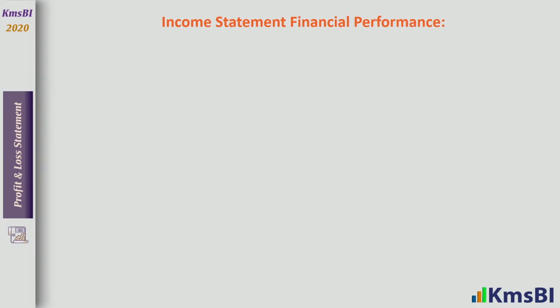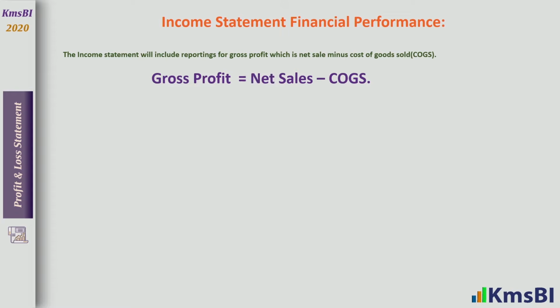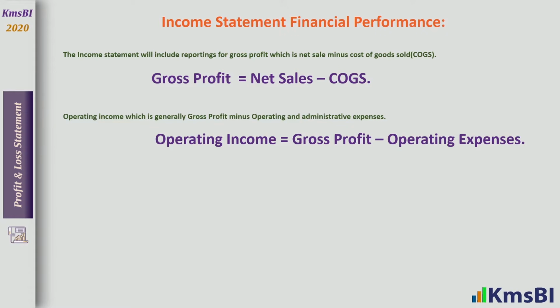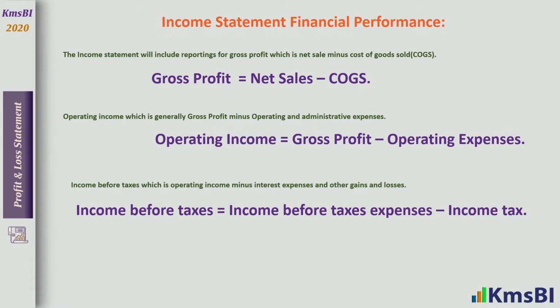So this is where everything comes together in the income statement. Gross profit equals net sales minus cost of goods sold. Operating income equals gross profit minus operating expenses. Income after tax equals income before tax minus income tax expenses.